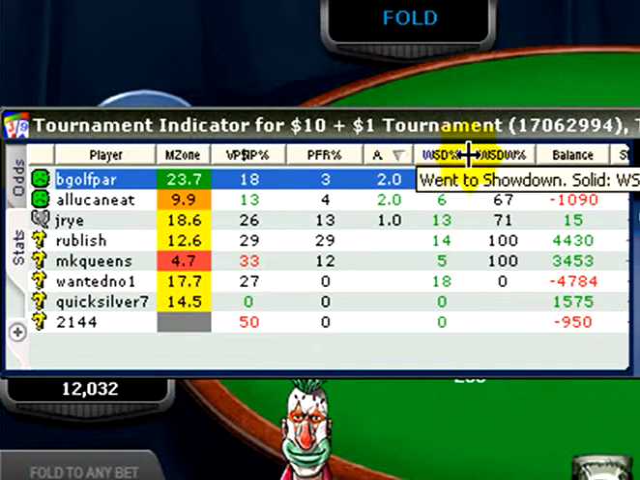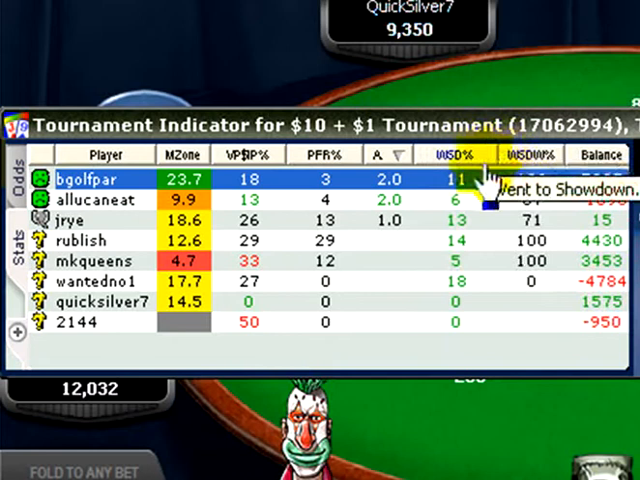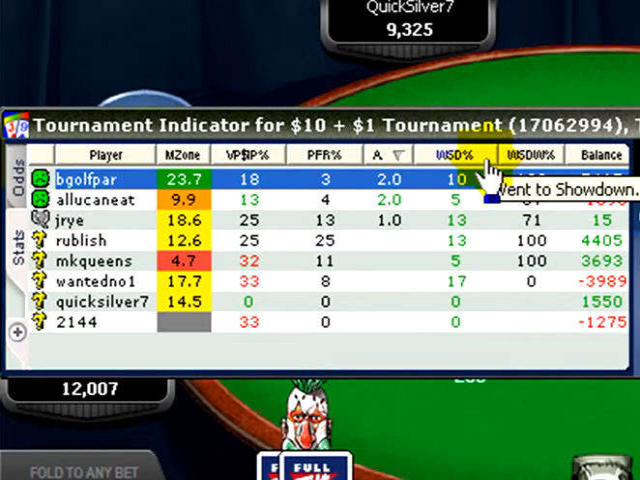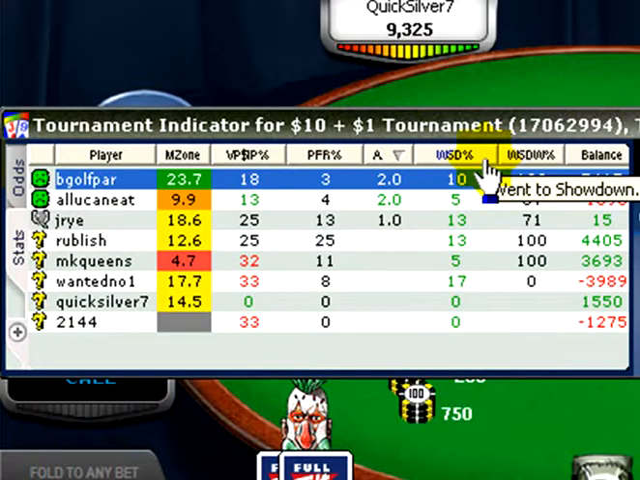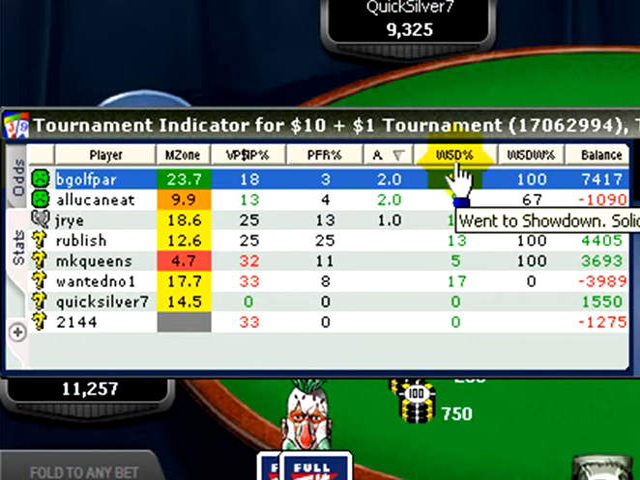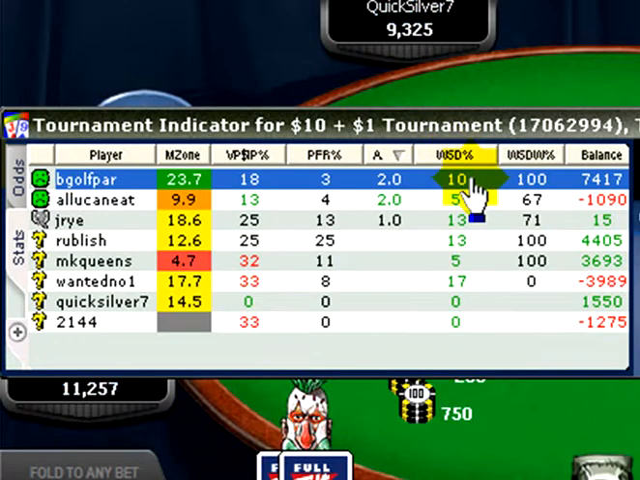Let's look at the next column, which is went to showdown percentage. This simply calculates how many times this player went to the river and turned up cards. It doesn't matter the betting patterns involved to get there, but it does show a player's willingness to call down more often than not. If this number is high, you should not be trying to bluff this person, but more so value betting with strong hands.